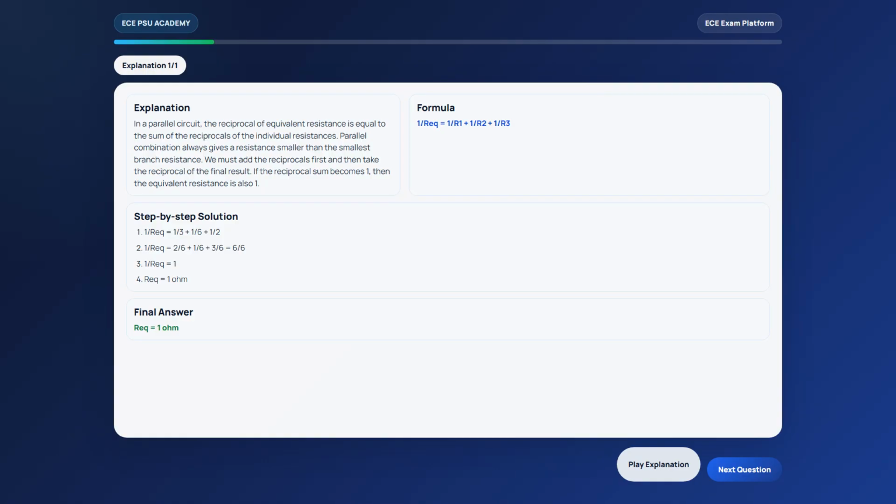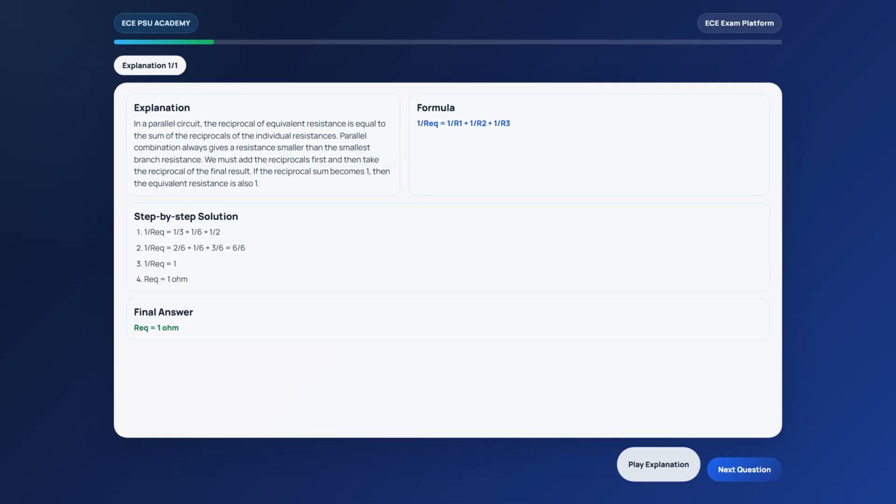For parallel circuits, the reciprocal of equivalent resistance equals the sum of the reciprocals of individual resistances. 1 over Req equals 1 over R1 plus 1 over R2 plus 1 over R3. Step 1. Write the equation for parallel resistance. 1 over Req equals 1 over 3 ohms plus 1 over 6 ohms plus 1 over 2 ohms. Step 2. Find a common denominator to add the fractions.